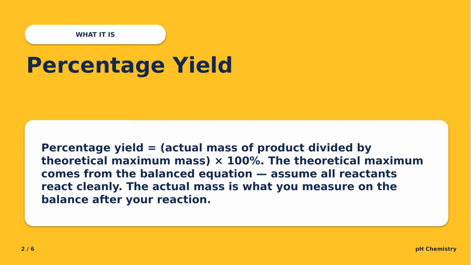Percentage yield is the actual mass of product divided by the theoretical maximum mass times 100. The theoretical maximum comes from the balanced equation and assumes all reactants react cleanly. The actual mass is what you measure on the balance after your reaction.